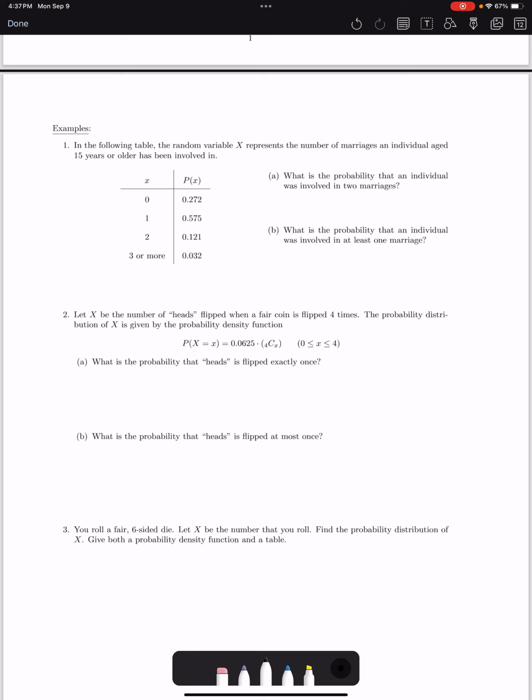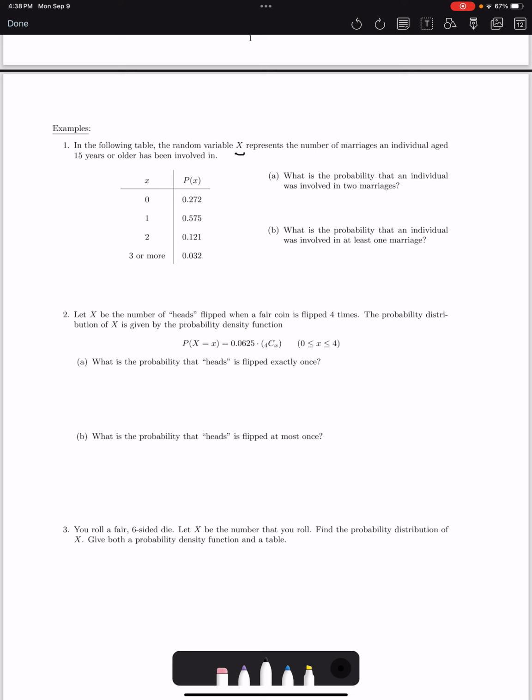PDFs. Okay, this first one says, in the following table, the random variable x represents the number of marriages an individual aged 15 years or older has been involved in. So x is the number of marriages someone aged 15 or older has been involved in. Let's hope that most of these zeros are like 15 to 18 years old. Let's hope there aren't a lot of 15-year-olds getting married.